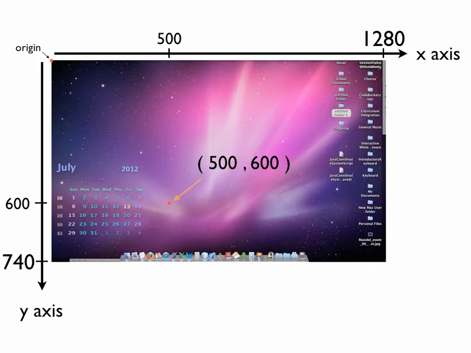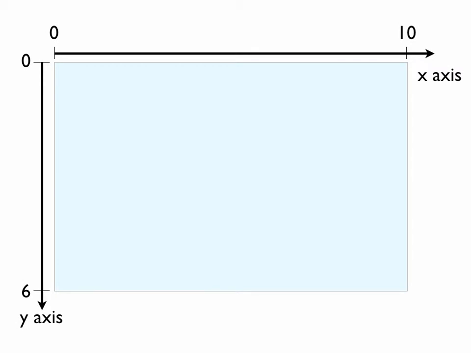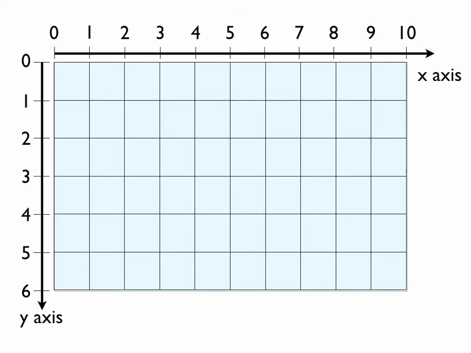Now let's go through some examples like these on a slightly simpler screen. This screen is only 10 pixels wide by 6 pixels high. Might be hard to see, so let's make that a little bigger. There we go. So you can see it's 10 pixels wide and 6 pixels high. Let's add the full number lines and grid so you can better visualize where each pixel is located.